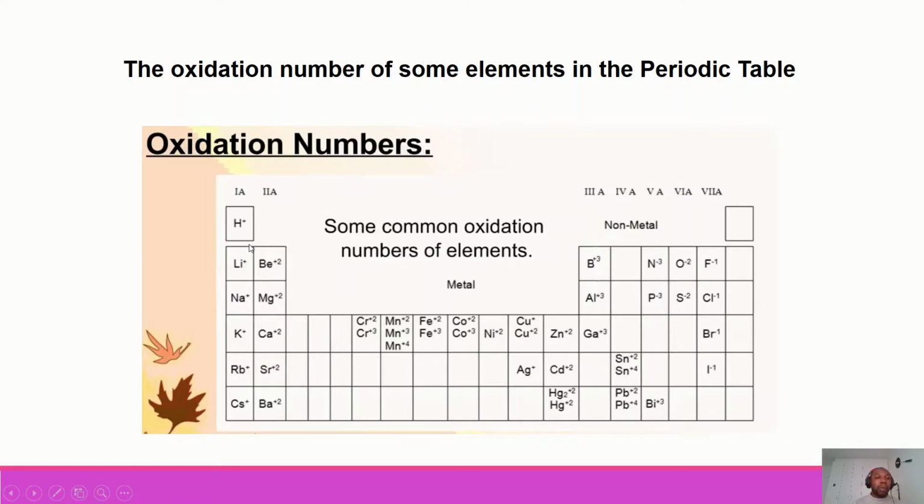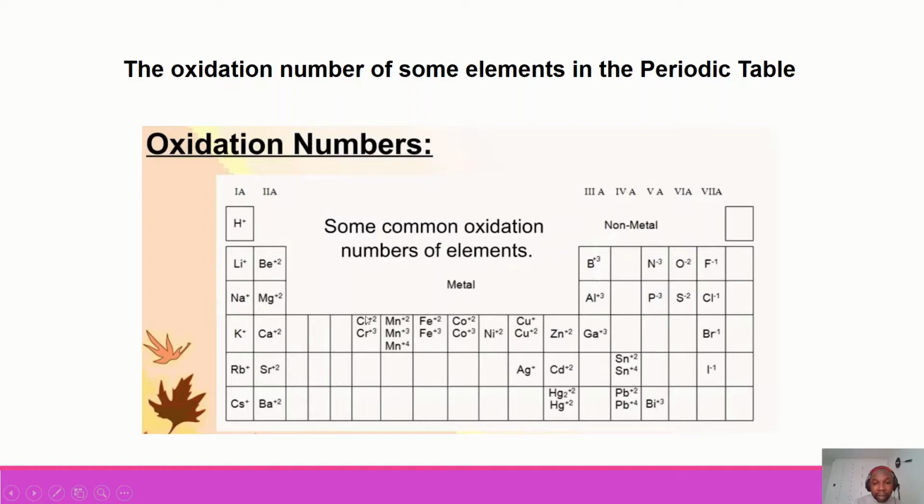So if you look at group 1, it's going to be +1, +1, +1, +1 because they are group 1. If you look at group 2, it's going to be +2, +2, +2, mostly because they are group 2. If you look at this, you see that they are +3, +3, +3, mostly because they are group 3, and so on and so forth. You can see group 7 is having -1, -1, -1, -1.